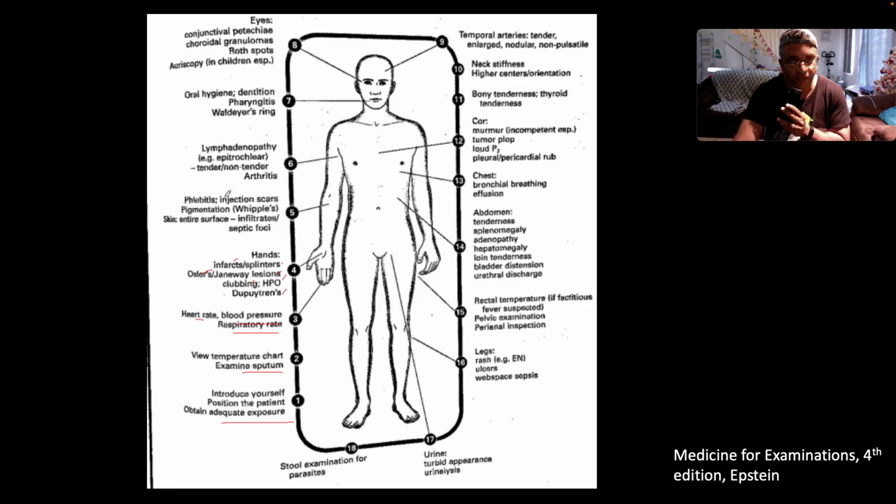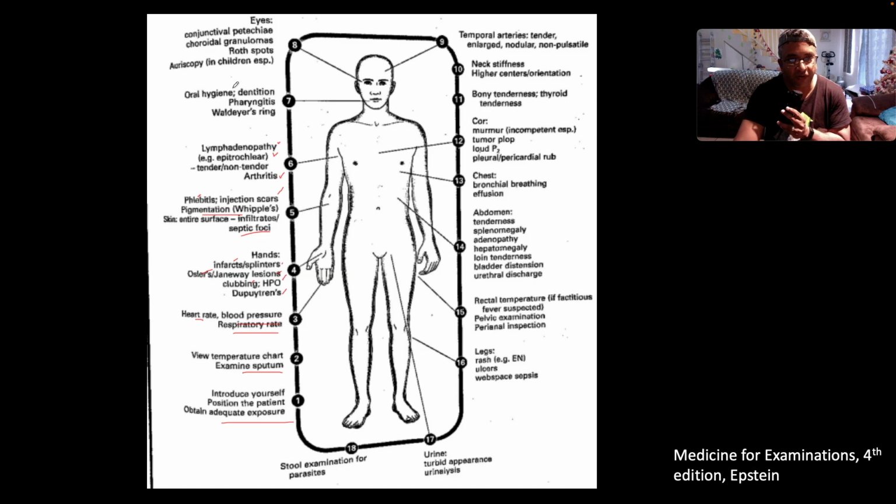Right? Moving up, check for phlebitis, which is inflammation of the veins, any injection scars, especially in intravenous drug users, and pigmentation, which implies Whipple's disease. Just look at the entire surface of the skin. We're looking for any infiltrates or any foci of infection, any carbuncles, any furuncles, any abscesses, any impetigo. Right, and lymphadenopathy is important, especially epitrochlear lymphadenopathy. And we know our different groups, like the cervical group, the axillary group, the femoral group, the popliteal group. Check for any tender or non-tender arthritis, which causes fever as well.